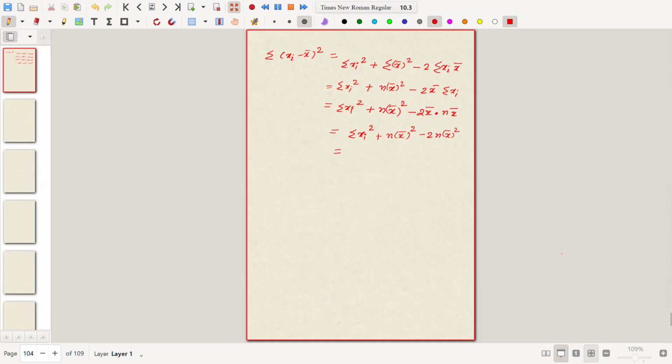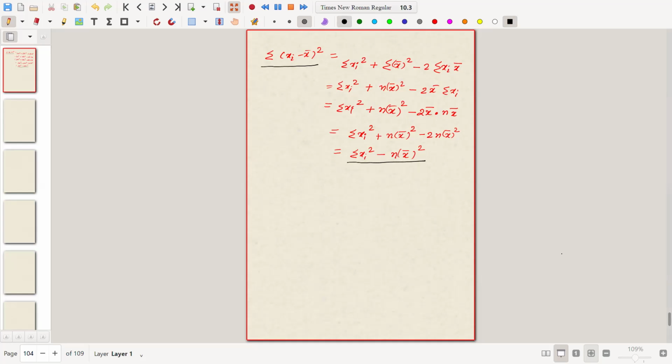So summation xi square plus, yes, in fact, because plus n x bar square minus 2n x bar square. So it is n x bar square. Can you now see this expression? I proved that this expression is equal to this expression.